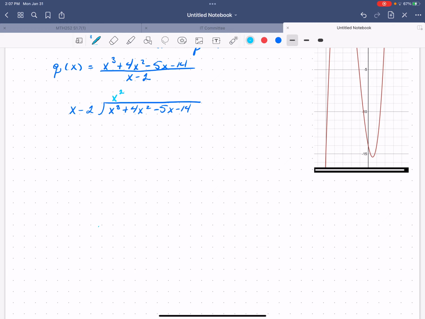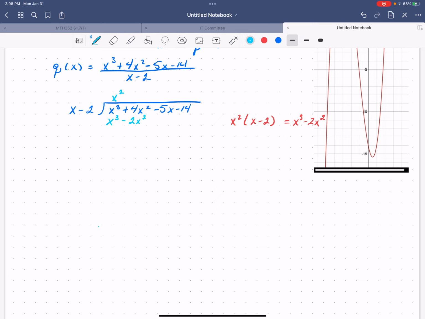So now what do I do? Well, now I take x squared and multiply by x minus 2. In other words, I take whatever I wrote down here and I multiply it by everything that I'm dividing by. And x squared times x minus 2 is x to the third minus 2x squared. And we write that down below what we are dividing into.